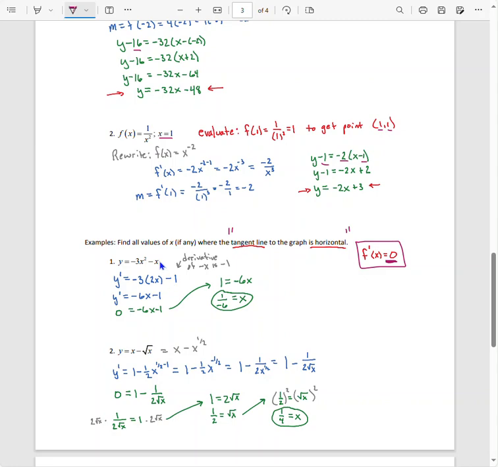Minus x. If I have the equation y equals x, what's my slope? My slope is 1. It's always the coefficient. Negative is here, so I have a negative 1. The derivative of negative x is negative 1. Simplify. Negative 3 times 2x is a negative 6x minus 1. I want the tangent line to be horizontal, so I'm going to set my slope, my derivative, equal to 0. Add 1 to both sides, divide by negative 6, and I find that when x is negative 1/6, the tangent line to the graph is horizontal.